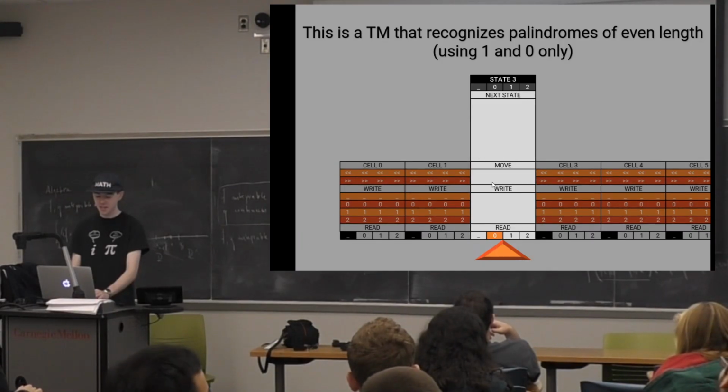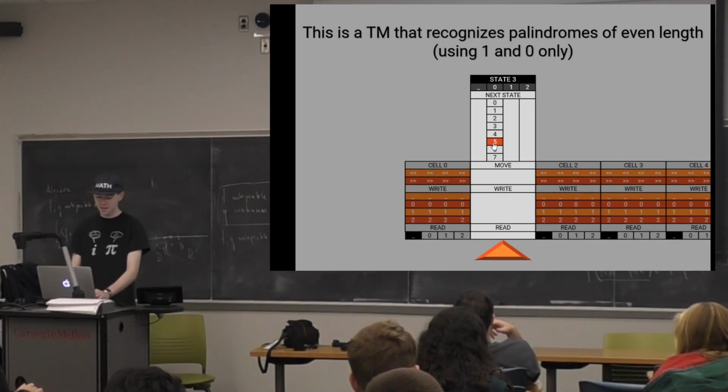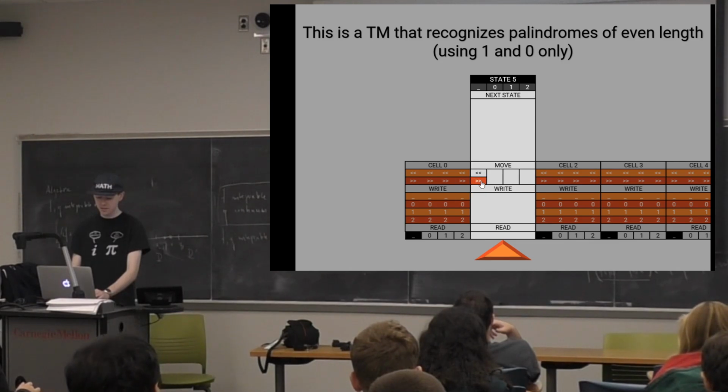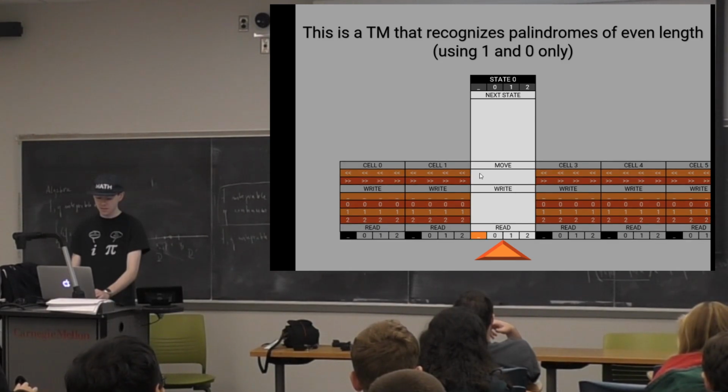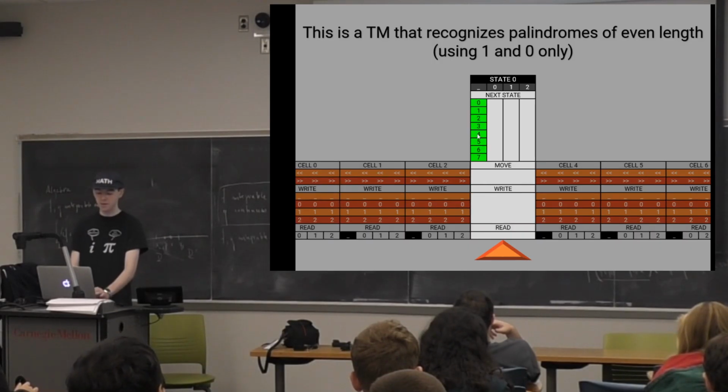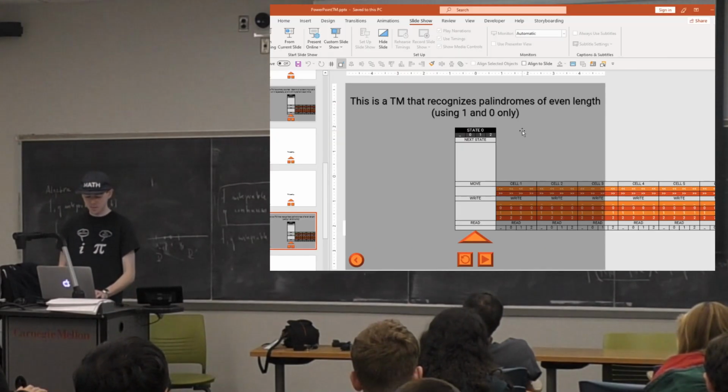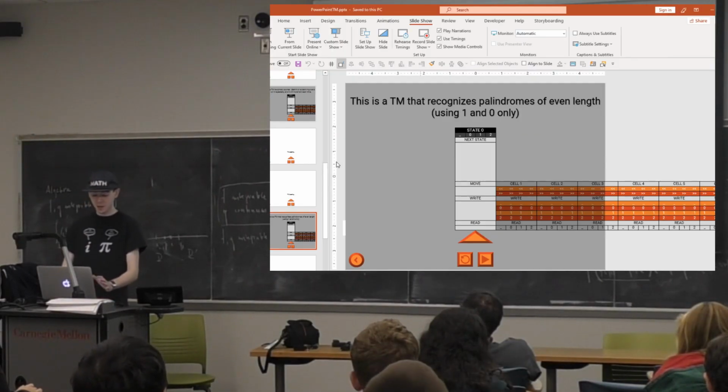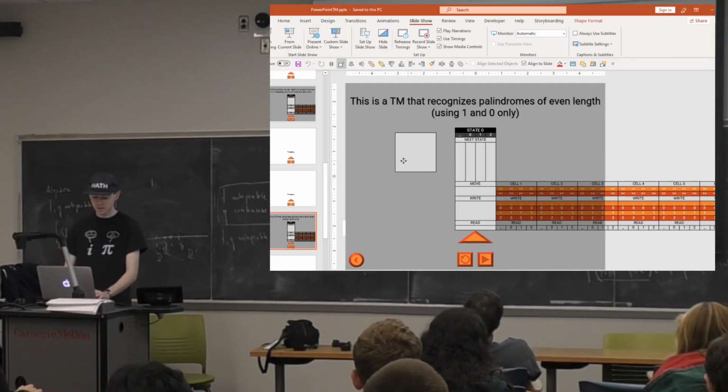Right, so this is the last part. We can now erase this bit there. And then it realizes that it's reached the end at this point. Great. All right, so that gets accepted. Cool. Yeah. So that is the PowerPoint Turing Machine.